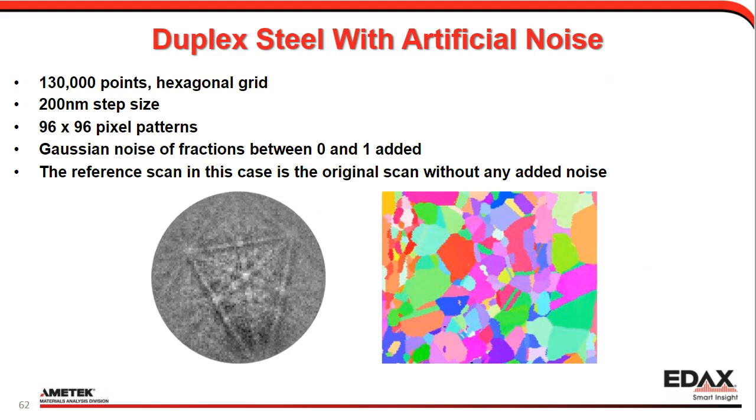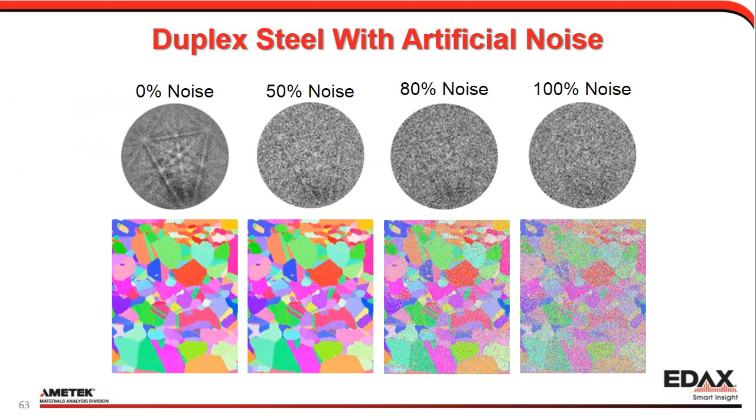So just as an example, here's an example for duplex steel with artificial noise. We've got patterns at every point, and we're going to add Gaussian noise to them, with fractions between 0 and 1, and compare it to the scan without any noise, our original scan. So here's our original scan on the left, and once we get to lots and lots of noise, see the variation on the right. What we do with the noise here is just apply Gaussian out to 10%. And so what 100% noise means is we've applied this Gaussian to every single pixel in the pattern. And that results in a noisy result.